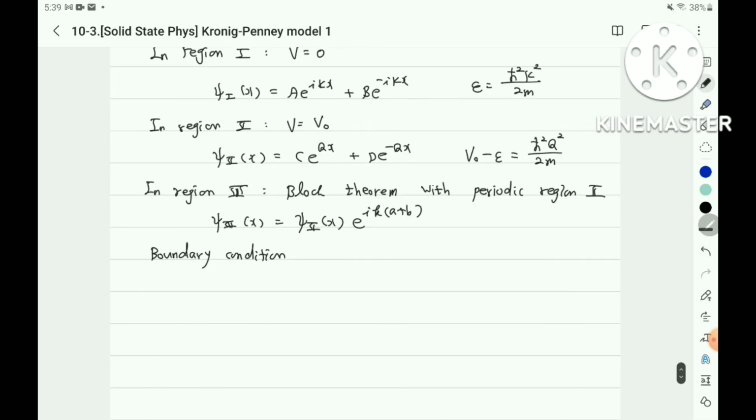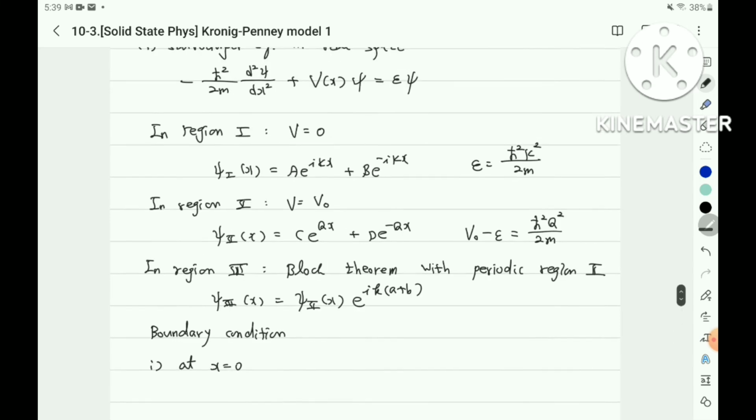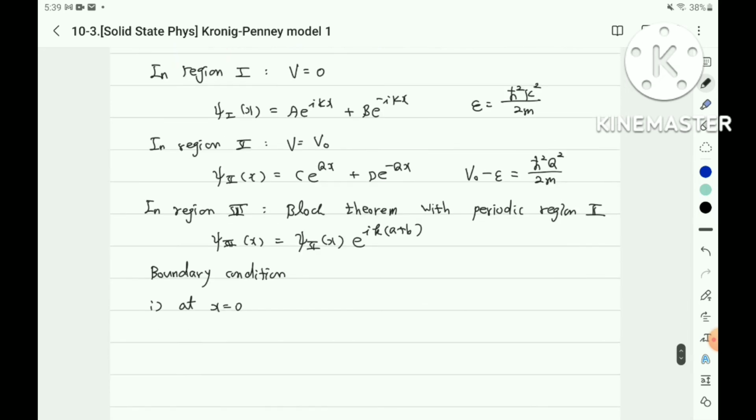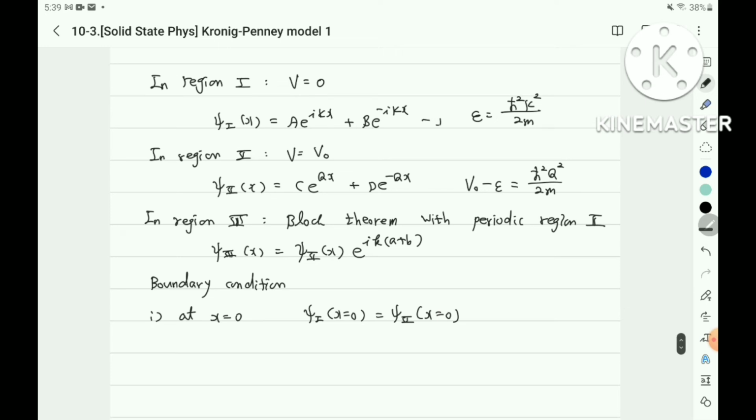The first boundary condition is at x equal to 0. The wave function should be continuous and smoothly continuous. Therefore, the continuity condition at x equal to 0 requires that the region 1 wave function satisfy the region 2 wave function at 0. Therefore, from equations 1 and 2 at x equal to 0, the solution is that a plus b equal to c plus d.